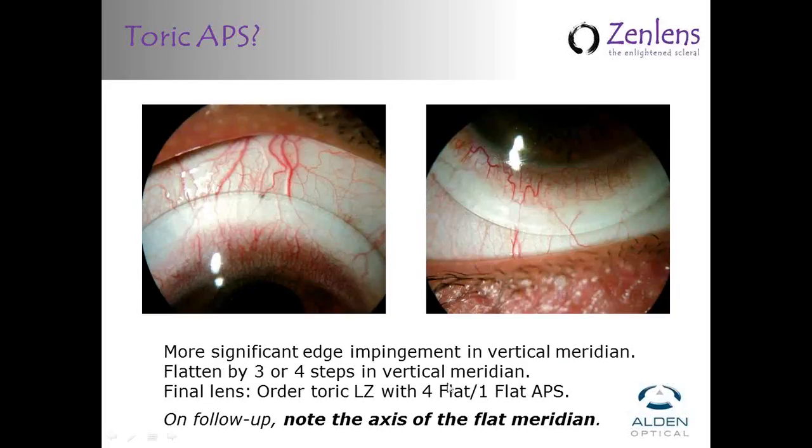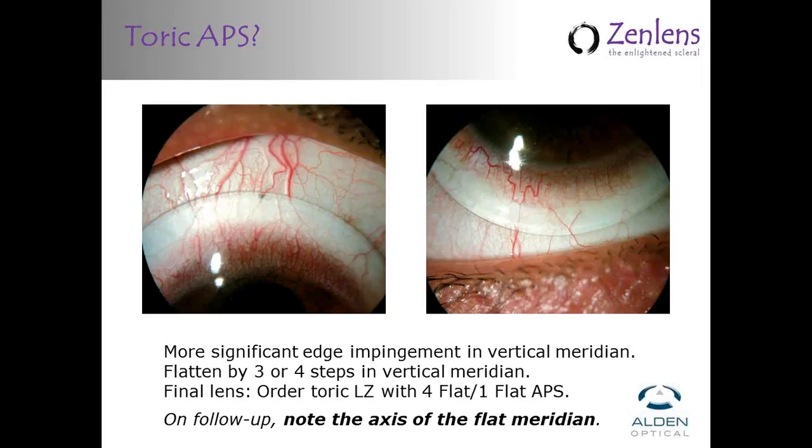So what we might do in this case is order the APS, the landing zone, with a flat 4 and a flat 1. And now this is important. What happens is on the Zenlens, there's going to be a little drill mark on the flat meridian. Wherever the flat 4 is, when it's manufactured, the lathe is going to put a drill dot on the front surface at that flat meridian to mark it, 1 on each side of the lens, about 1.5 millimeters in from the edge of the lens.